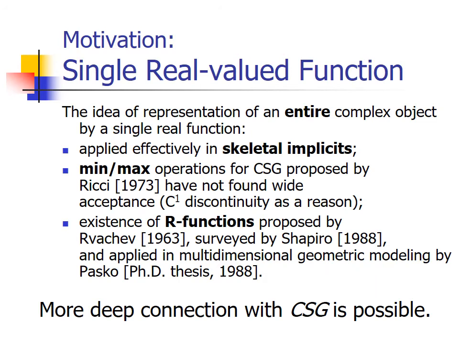The idea of representation of an entire complex object by a single real function is applied effectively in skeletal implicits. There are two main approaches for operations under primitives, which are represented by a single real-valued function. The first one is min-max operations, but they have usage limitations due to the C1 discontinuity. The second one is array functions, which don't have the above limitations.